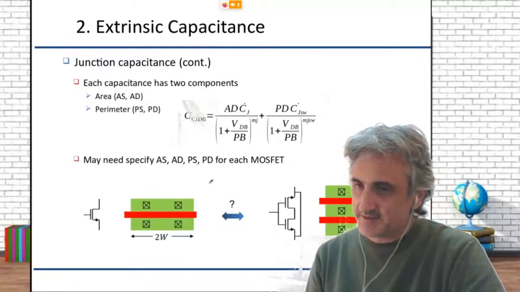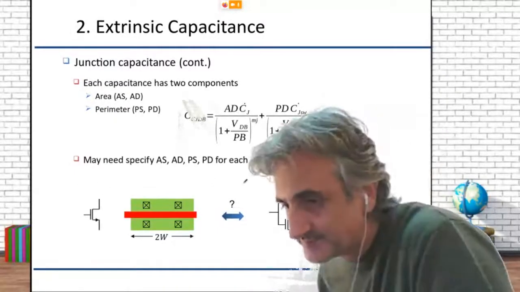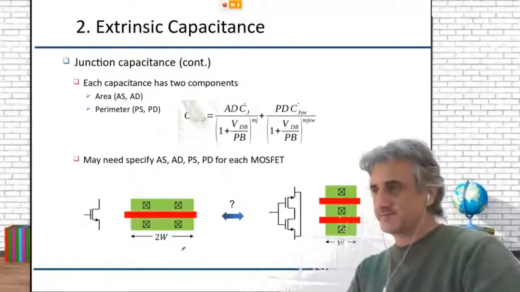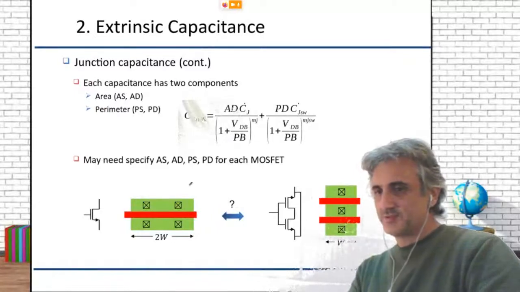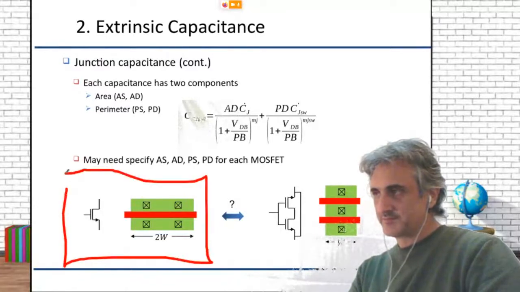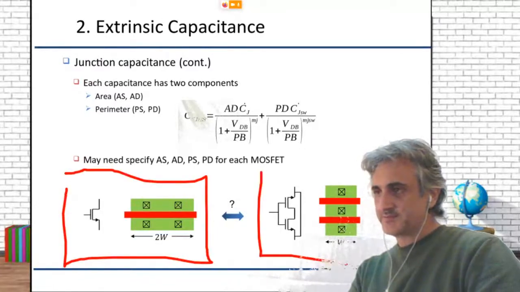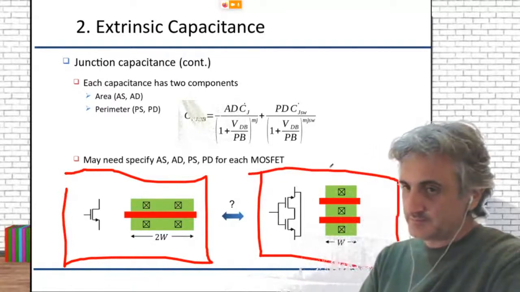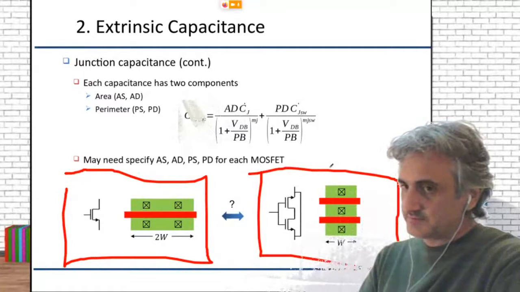This is for the normal case. When you have more complex cases, this gets more complex. Notice that these two transistors are exactly the same. Can you see it?